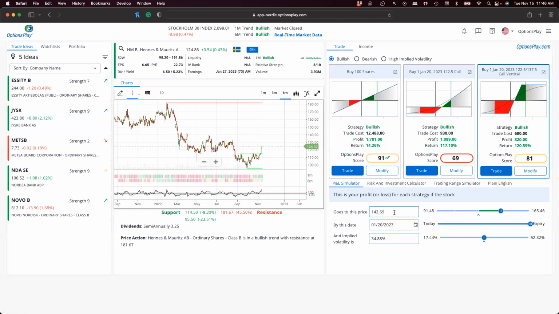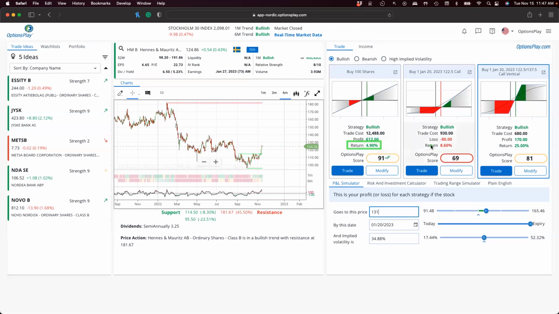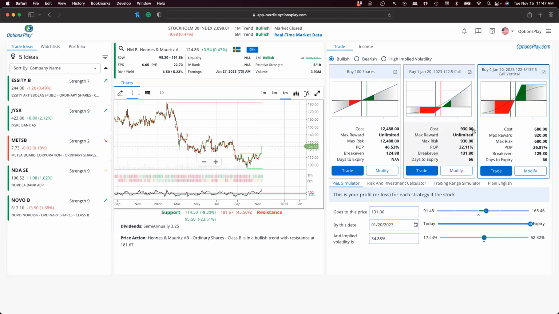But if, let's say, you think that the stock could stall at that 131 resistance level, well, guess what? You might be better off buying the stock, because you're looking at a 5% return on the stock versus an 8% loss on the call option. And it all depends on how much this call option cost. Because if this call option costs 6 crowns instead, then you will be profitable if the stock reaches 131. Or if, let's say, the call option cost 11 crowns or 12 crowns, then it wouldn't be profitable.